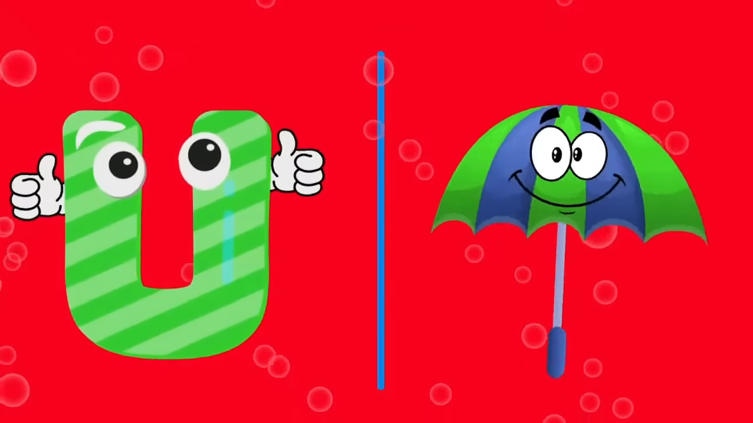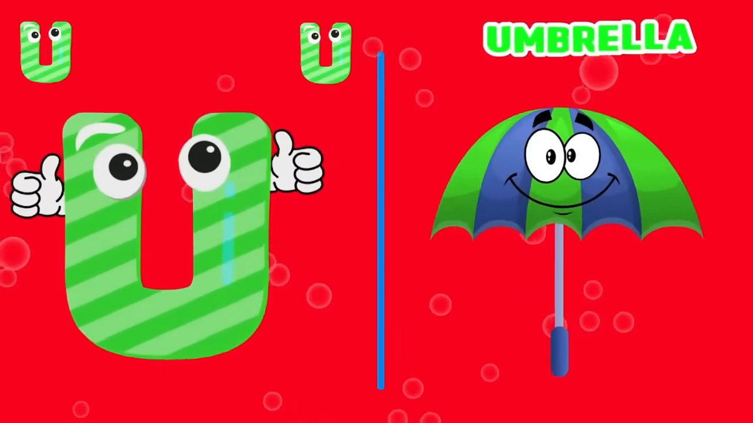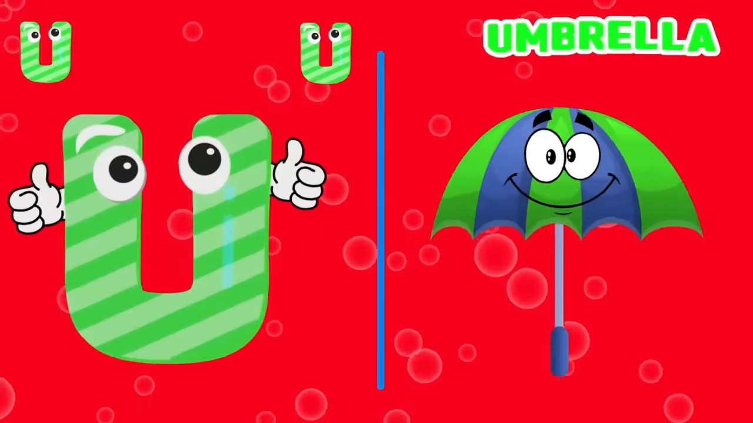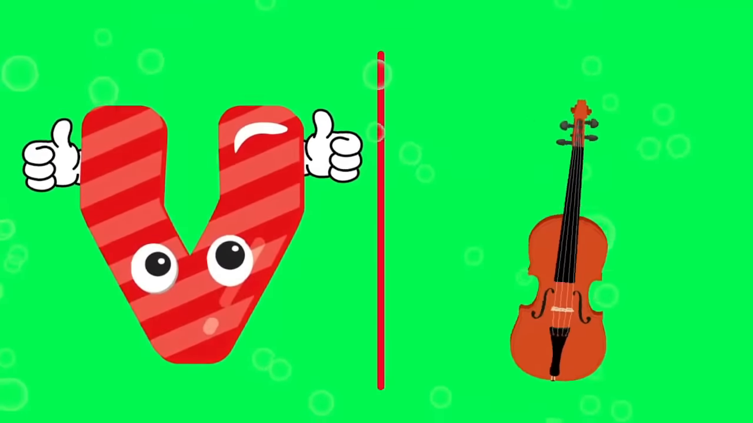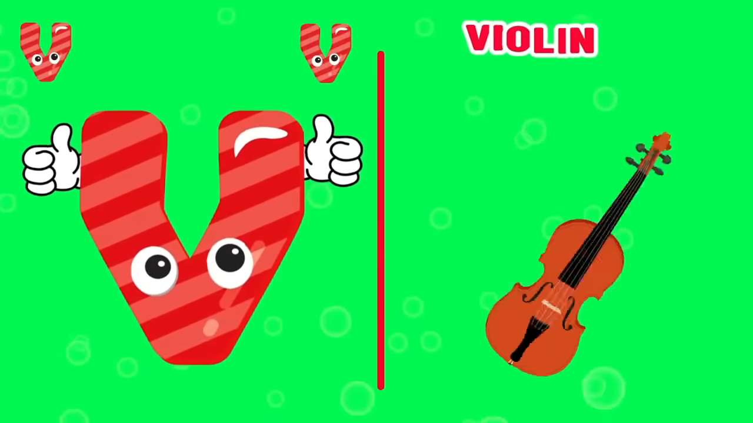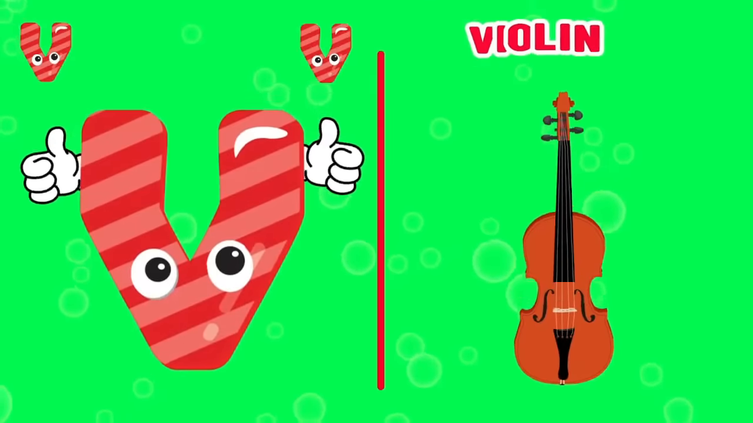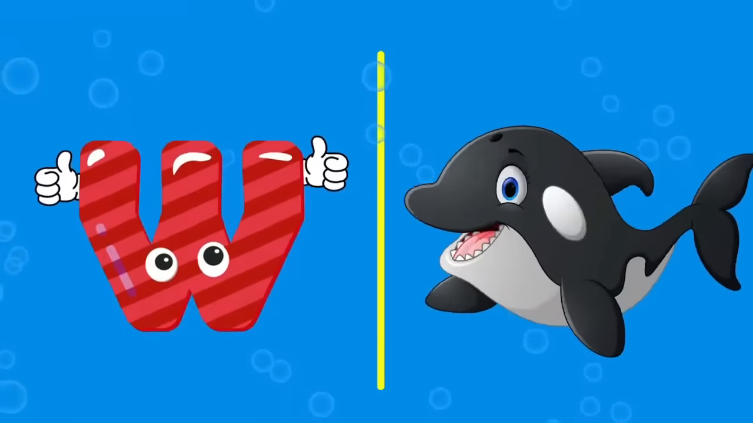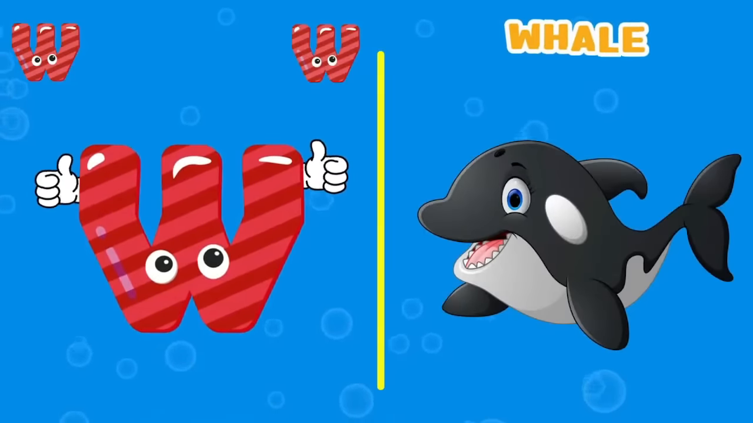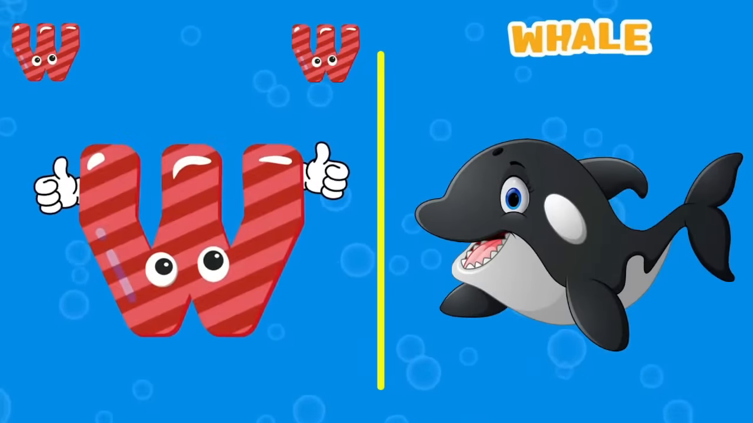U is for umbrella. U, umbrella. V is for violin. V, v, violin, V, violin. W is for whale. W, w, whale, W, whale.